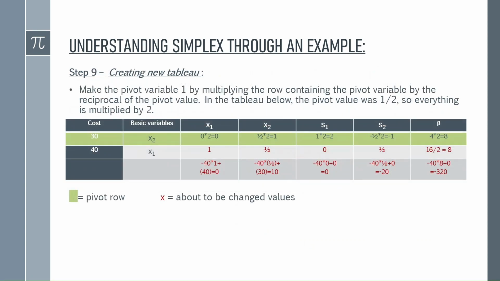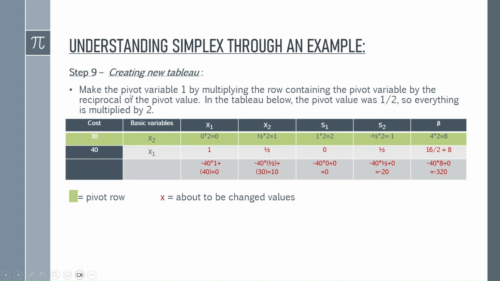Again, we create a new table after identifying the pivot variable. Make the pivot variable 1. The pivot variable is this variable, because this was the corresponding pivot column. The first row was the pivot row. The second column, the column corresponding to the next variable, is the pivot column.